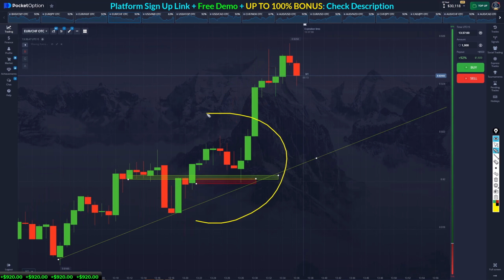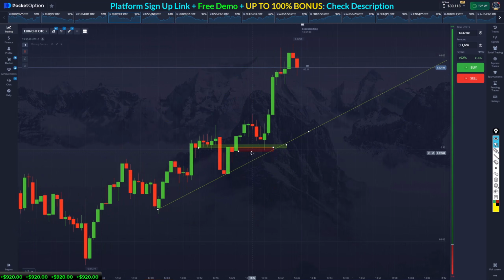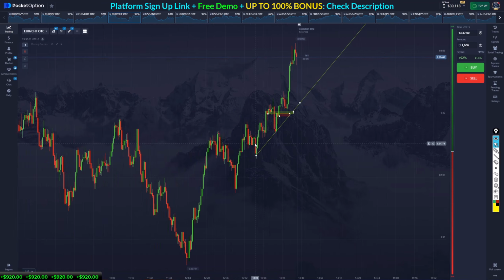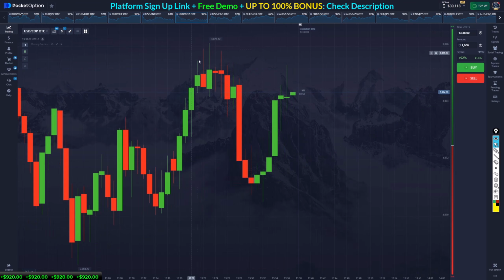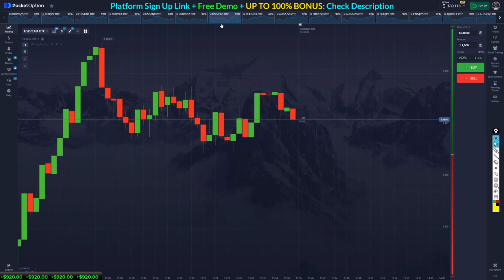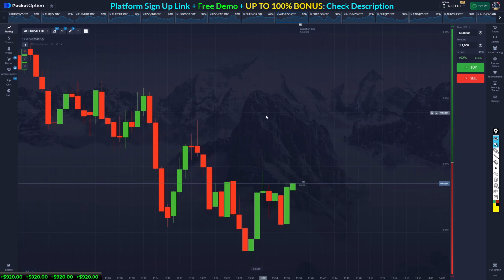For example, this QM right here. It's in the direction of the trend and it has confirmations. If you take this trade without confirmation, it might work a couple of times and then you will start losing, and then you will start complaining that why it doesn't work. Okay.